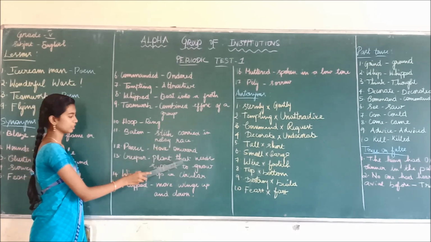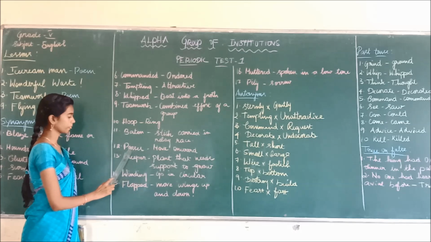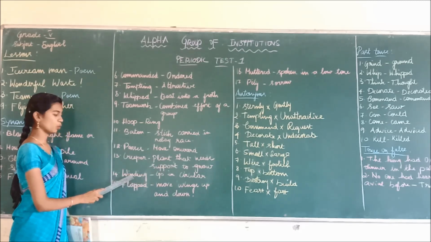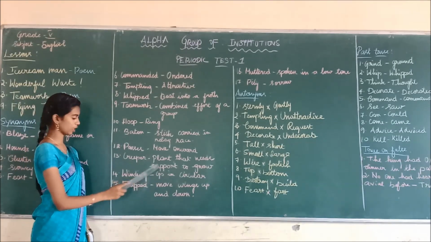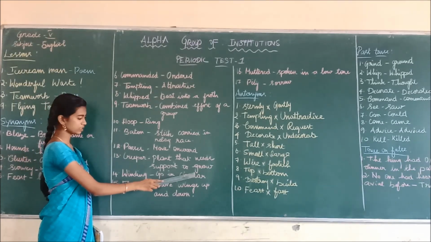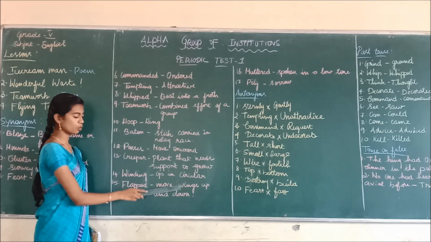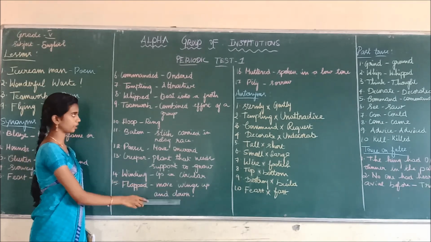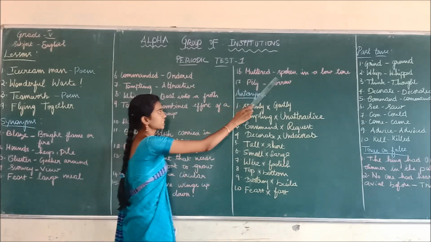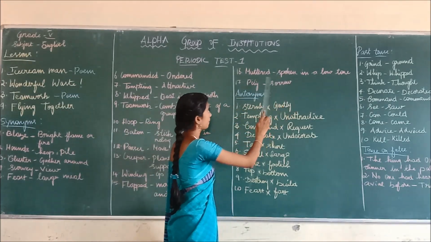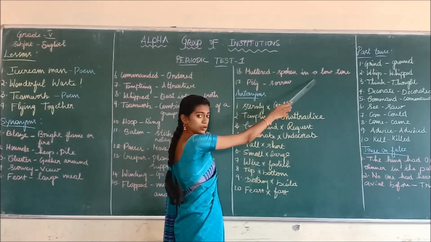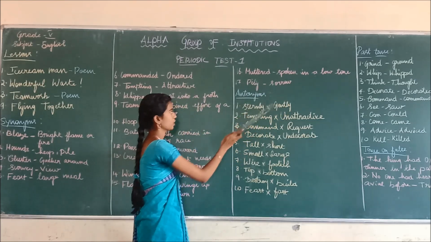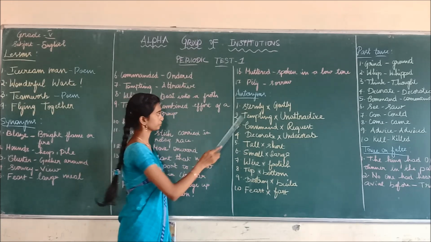Creeper. Plant that needs support to grow. Winding. Go in circular. Flap. Move wings up and down. Muttered. Spoken in a low tone. Pity. Sorrow. So next one is the antonyms.